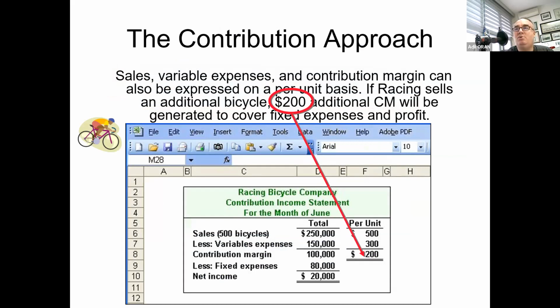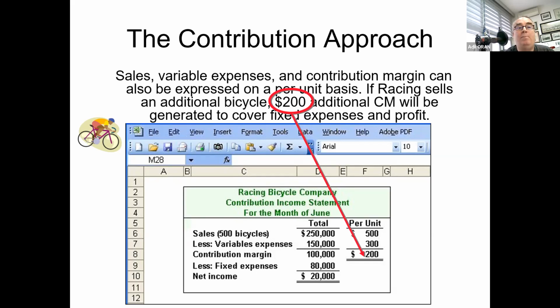Then we can use this information to calculate a bunch of things quite quickly. For example, what is the break-even point? Well, remember the break-even point in units. What did we have to do? Take the fixed cost, which, the fixed expense in this case, was 80,000, divided by the contribution margin per unit, $80.